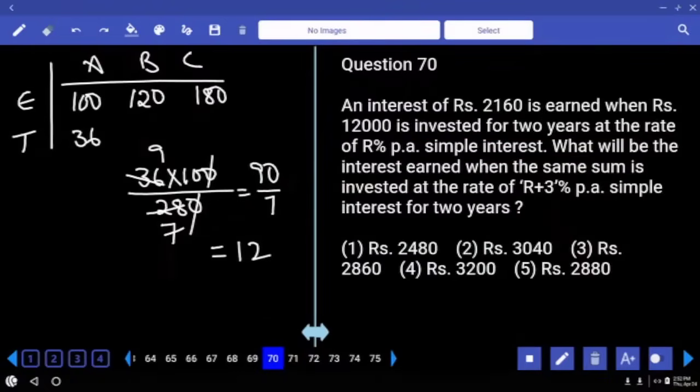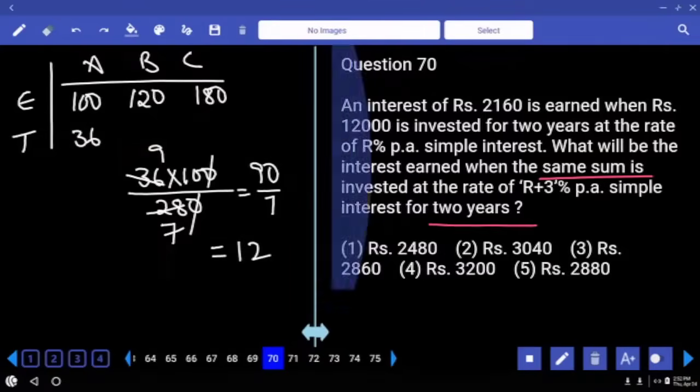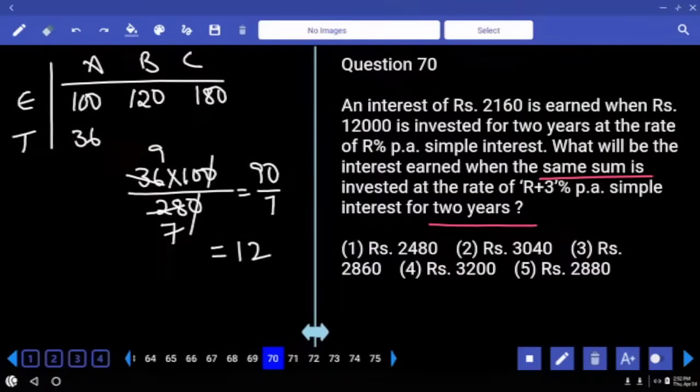An interest of 2160 is earned when 12,000 is invested for 2 years at the rate of R% per annum simple interest. What will be the interest earned when the same sum, underline statement, is invested at the rate of R plus 3% per annum simple interest for 2 years? Now advantage is principals are same. Okay now.